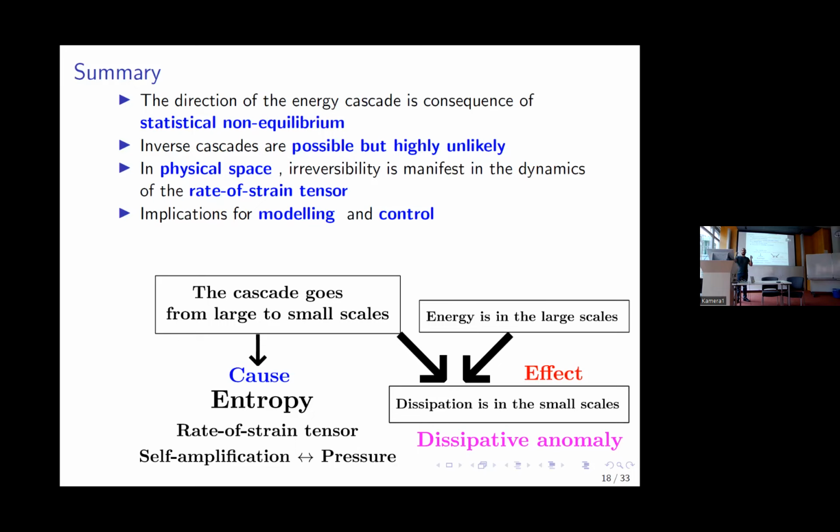So the flow needs to organize itself in a way that the pressure is acting at every point to prevent the self-amplification of the rate of strain tensor to generate a direct cascade. And this has implications for modeling and control.